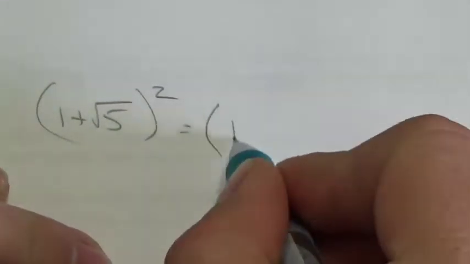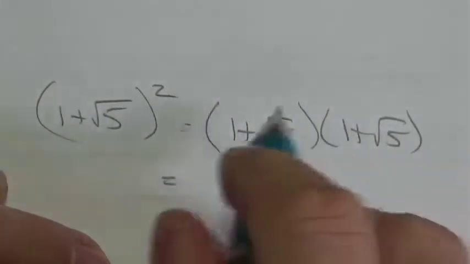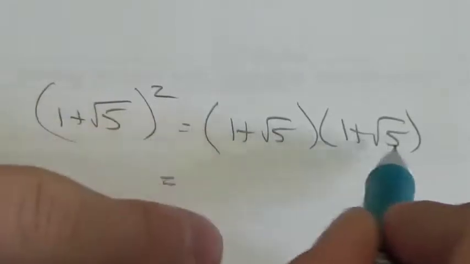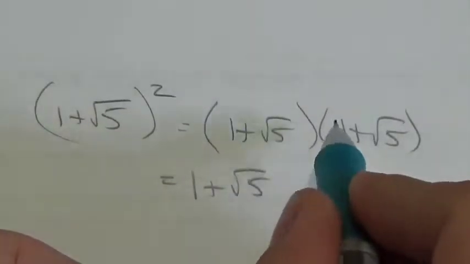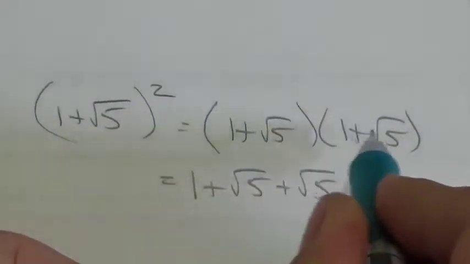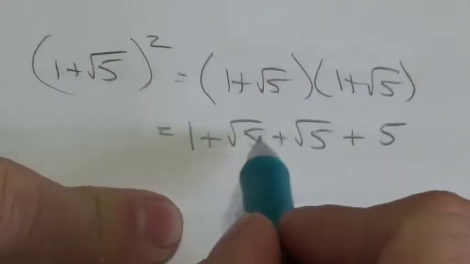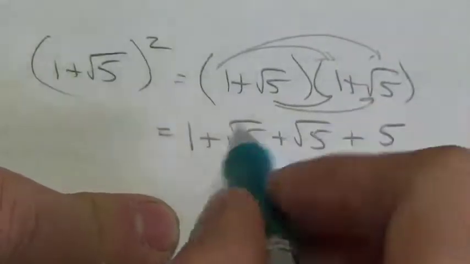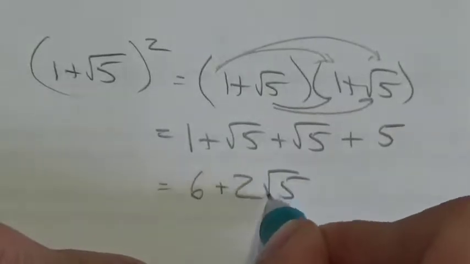If you square that binomial, you get 1 plus root 5 multiplied by 1 plus root 5. Now, this is a binomial multiplied by a binomial, so I would have to distribute both terms in this first binomial to both terms in that second binomial. So 1 times 1 is 1, and then you're going to get 1 times root 5. Root 5 times 1 is going to be root 5. And then root 5 multiplied by root 5, we've already seen, is going to be 5. These two middle terms come from the distribution. And so this becomes, well, 1 plus 5 is 6. And then there are 2 root 5 terms.